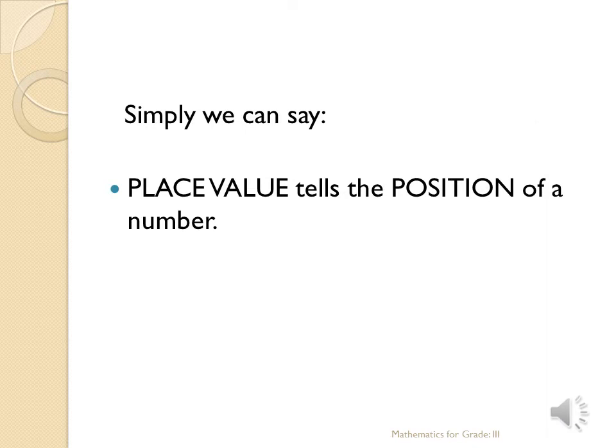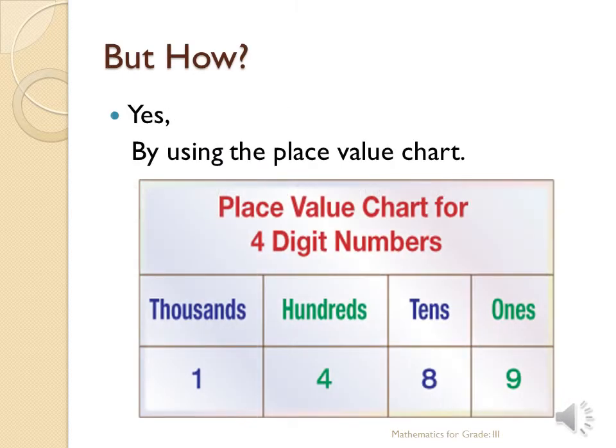So, what we have learned about place value is the meaning of place and value individually, and we conclude that place value determines the value of a digit. Here we simply say that place value tells the position of a number. My dear students, but the question is how? Yes, by using the place value chart.